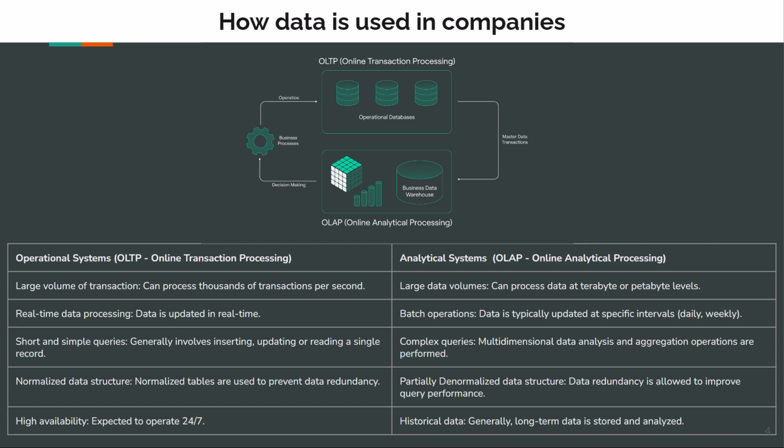OLAP systems can handle large amounts of data, which are usually updated regularly, like daily, hourly, weekly, usually not real-time. They run complex queries and aggregations, have a partially denormalized data structure, and typically store long-term historical data. We have mentioned some important concepts here, like normalization and denormalization. Let's take a closer look at them.